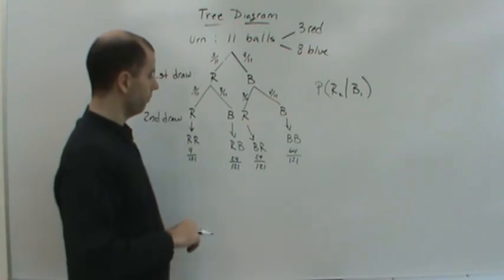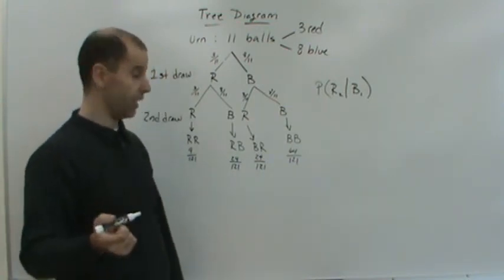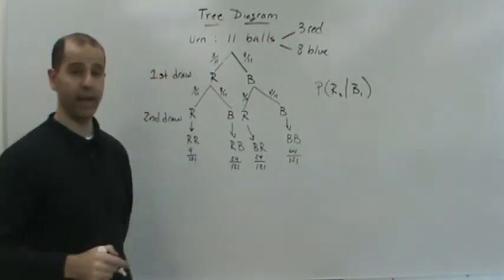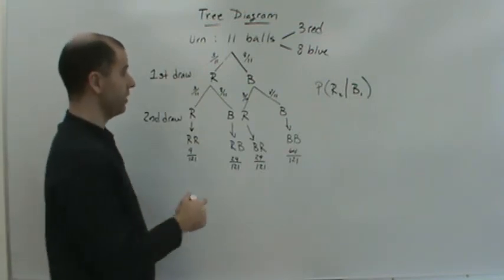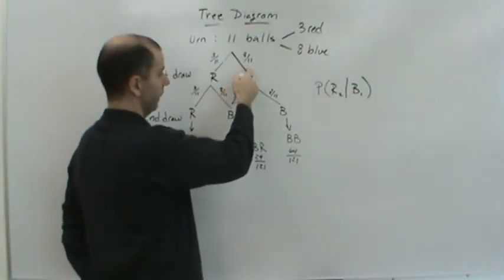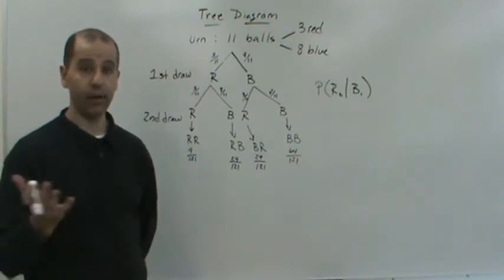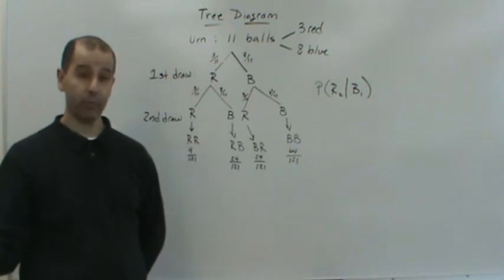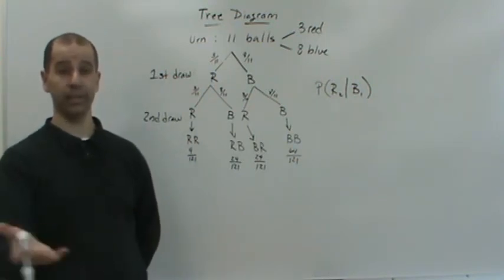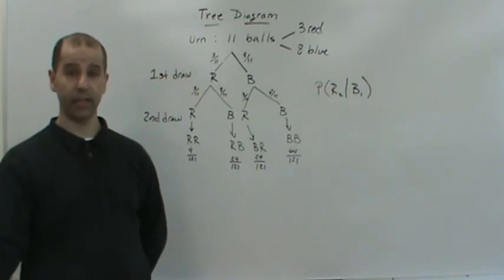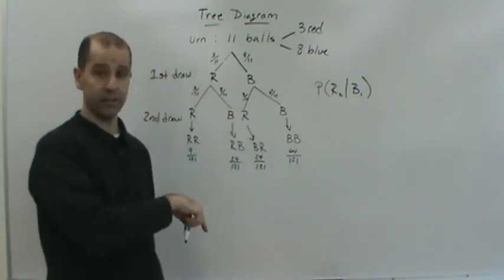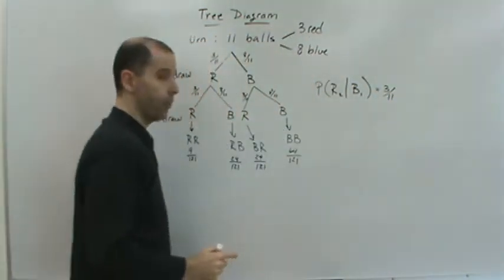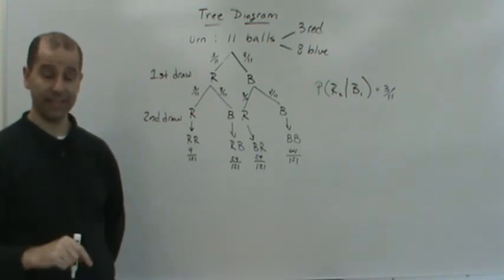Well, it just becomes the probability of red. Because if I know I'm over here, right, I don't care about the 8 on 11. I already know I got it, right? So I know I got a blue. So I basically can ignore the first draw. I already know I got a blue. If I already know I got a blue on the first draw, what's the probability of getting red on the second draw? Well, it's just going to be whatever the probability of red is. So this is just going to be 3/11.